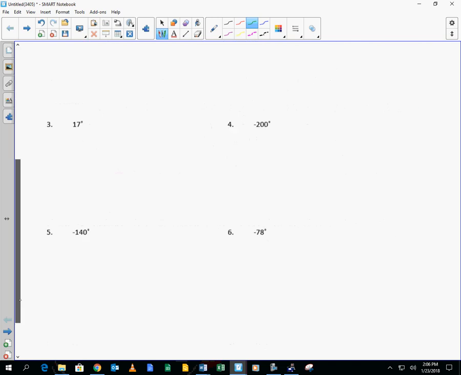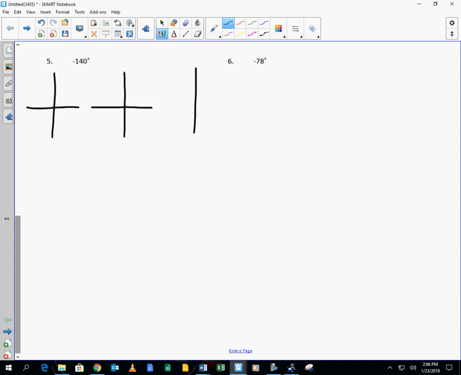So let's look at number 5, negative 140 degrees. I'm first going to sketch negative 140. I'm going to do a positive one and a negative one. So negative 140 is going to put me in which quadrant? Third quadrant.